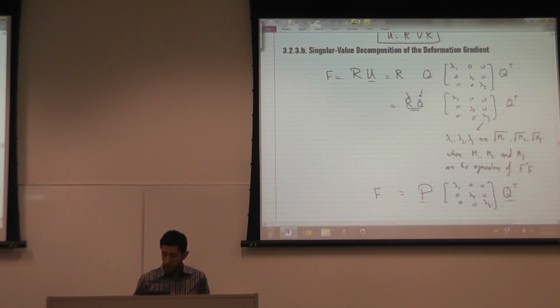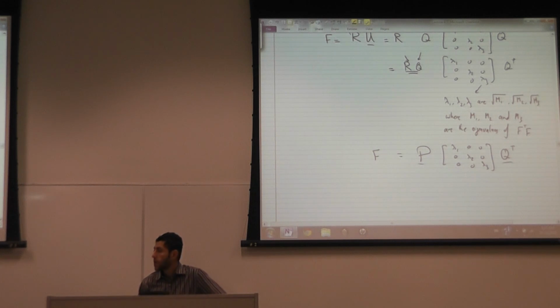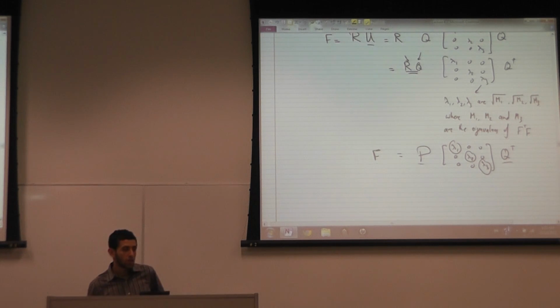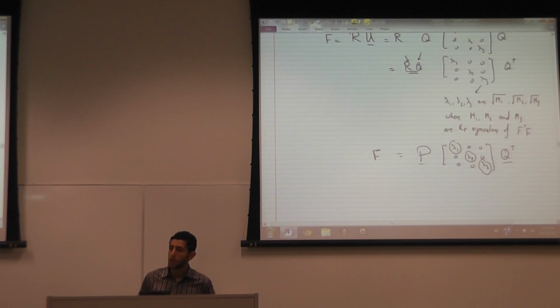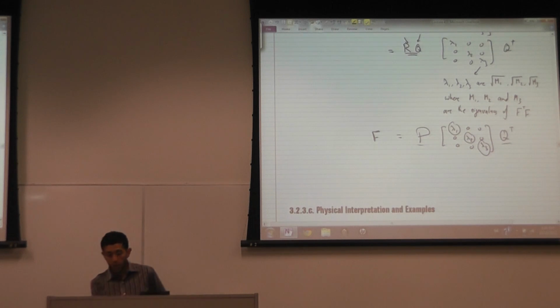And for elastic materials, as we will see later, all the constitutive laws for elastic materials are given in terms of lambda 1, lambda 2, lambda 3, which are the principal stretches of the material. These are called the principal stretches of the deformation. And this is called the singular value decomposition, and it's also used in many different applications. You might have heard of it if you've done any courses on numerical techniques, because it's used in many other applications.